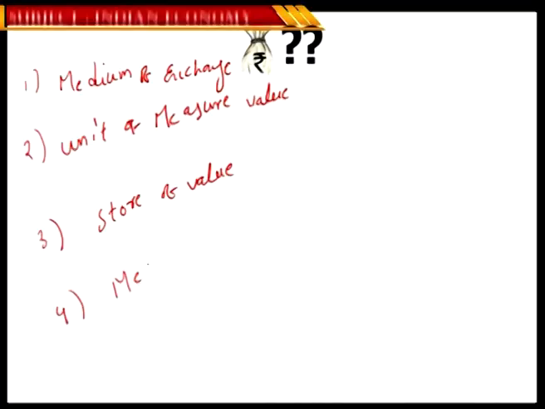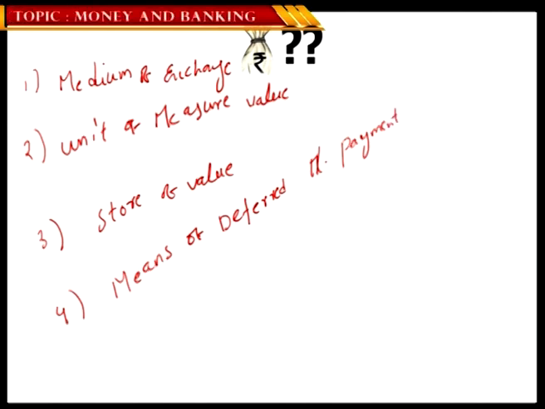The fourth important function money is said to serve is that it acts as a means of deferred payment. Any payments that could be settled in the future could also be made through money. So these are the 4 different functions money serves, and anything could be called money if it serves these 4 functions.